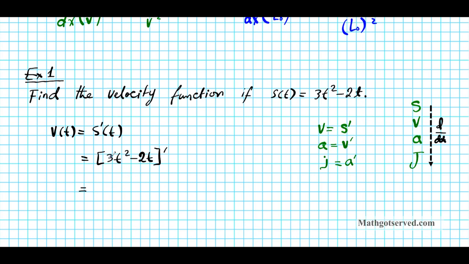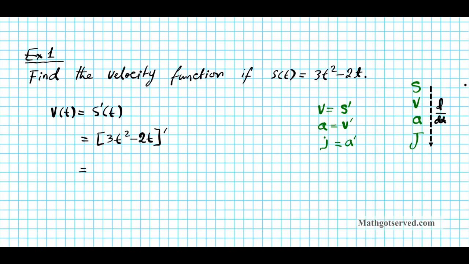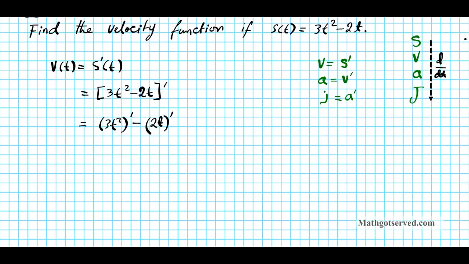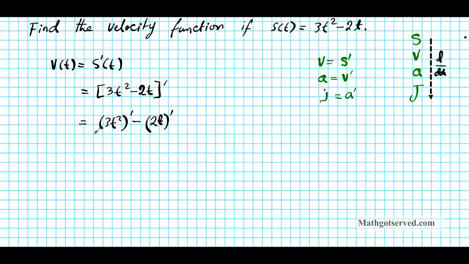So the derivative of this term minus the derivative of that term. So we're going to write it as 3t squared prime minus 2t prime. Okay? Now that we've applied the difference rule, we're going to look at each term. If you notice that the variables in both terms have a coefficient or constant in front, we're going to apply the constant rule here.